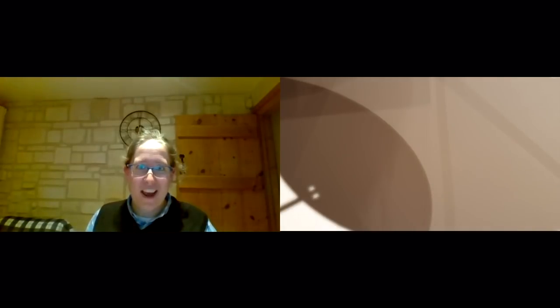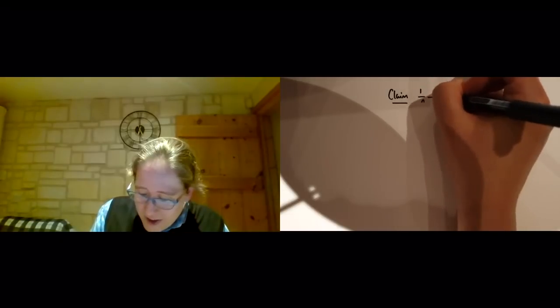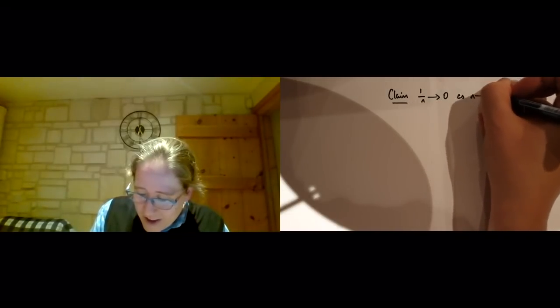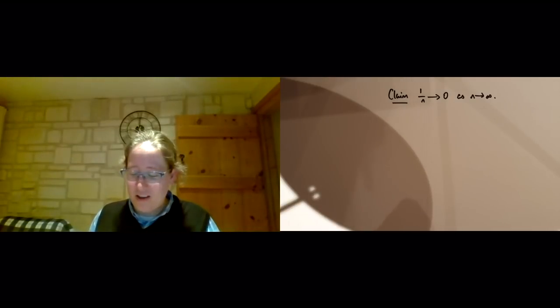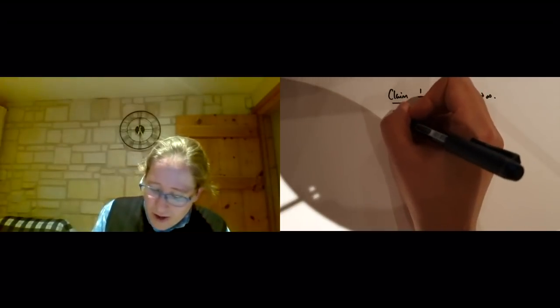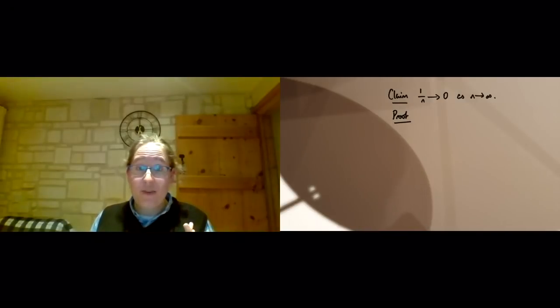Good. Where next? Let's prove that some actual sequences converge. So let's have an example. Let's claim that 1 over n tends to 0 as n tends to infinity. So this isn't a numbered result in the notes. This is just a kind of worked example for you. So how are we going to prove this? Well, we go back to the definition. Always, we go back to the definition.